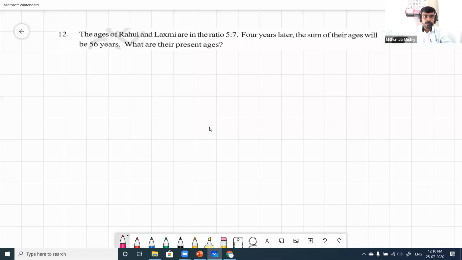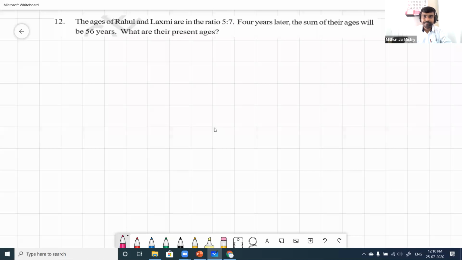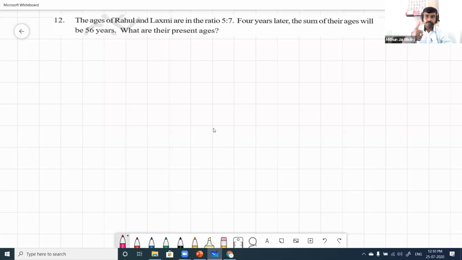So I'm moving to the 12th question. What is the question? Have a look. The ages of Rahul and Lakshmi are in the ratio 5:7. Who are Rahul and Lakshmi? We don't know. What are their ages? We don't know. We have to find them.